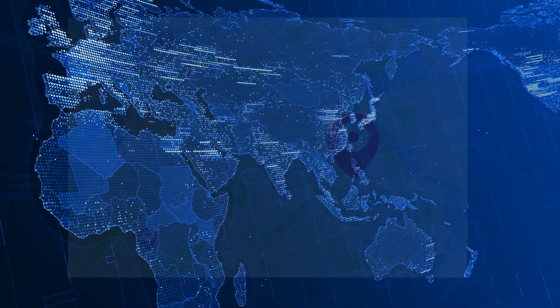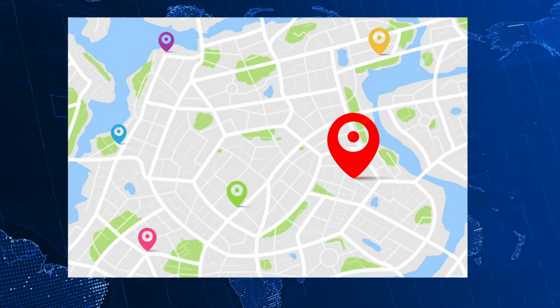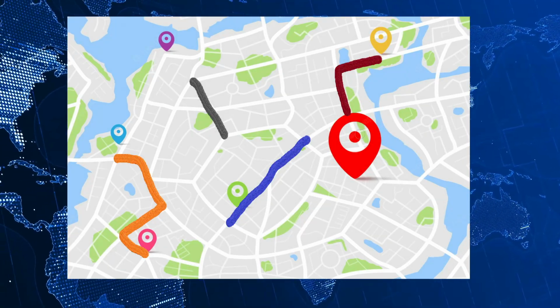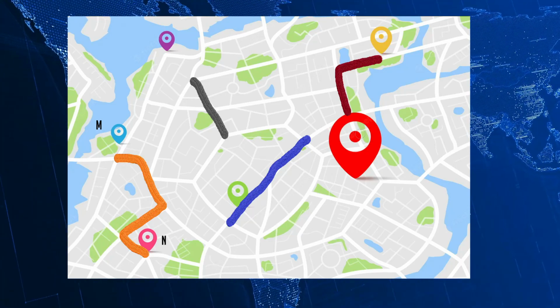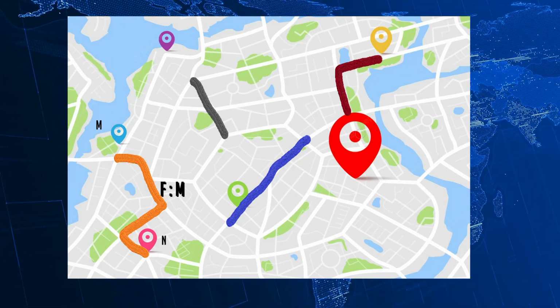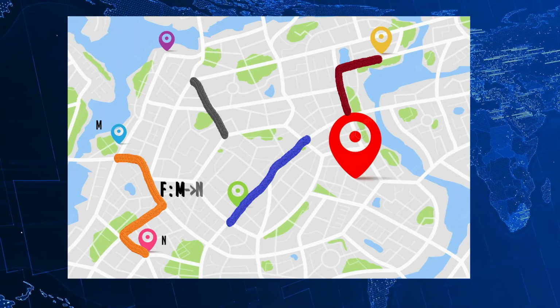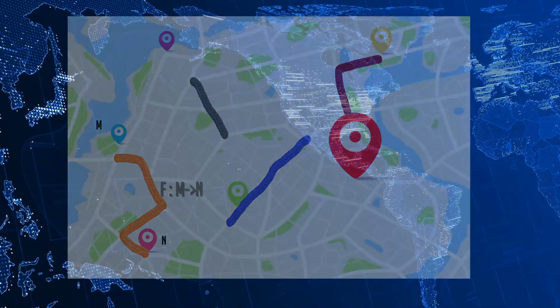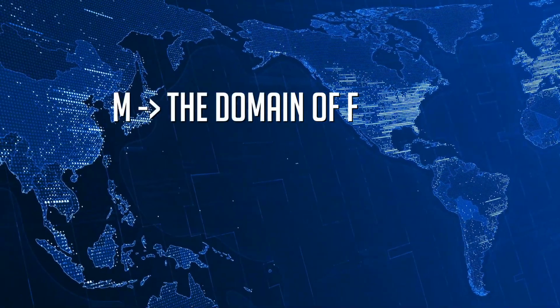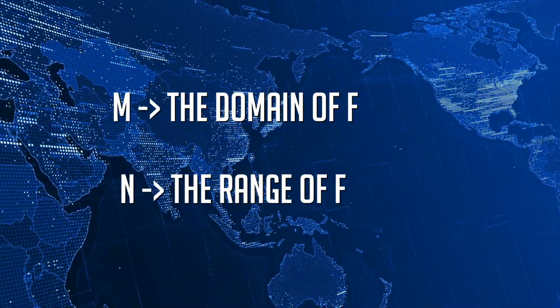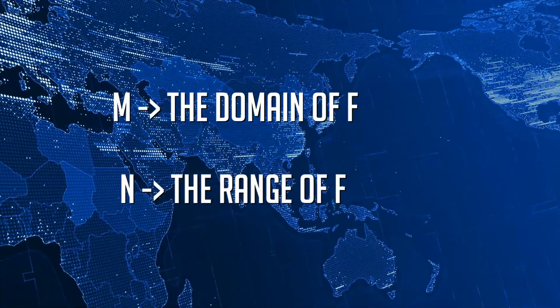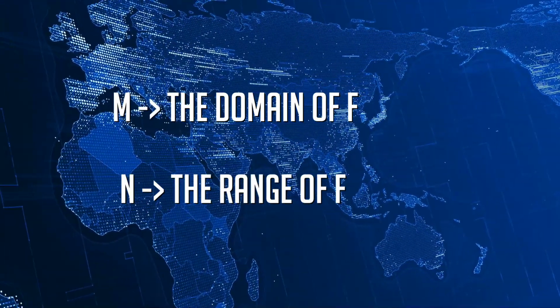If we treat sets as a location on a map, then functions are the roads connecting them. That is to say, for two sets M and N, a function f: M to N takes elements from the set M and maps them to elements in the set N. The set M is often called the domain of f, while the set N is called the range. Notice, however, that N being the range does not mean that f will map something to every element in N.